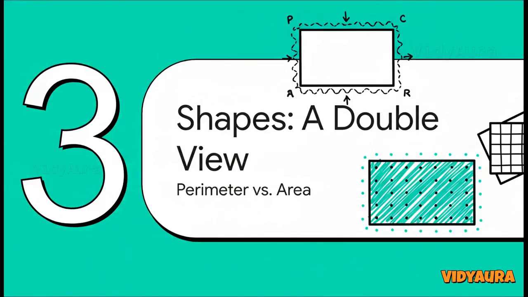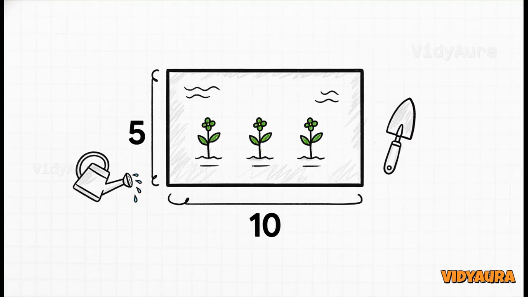Okay, so theory is great and all, but let's make this real. Let's actually see it in action. We're going to take one simple rectangle and look at it through both of our new lenses. We'll calculate its perimeter and its area so you can really see the difference side by side. So here's our example. Let's imagine a nice rectangular garden. It's 10 meters long and 5 meters wide. A pretty standard shape, right? Something you might actually have in your own backyard.